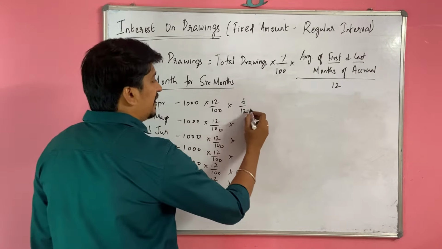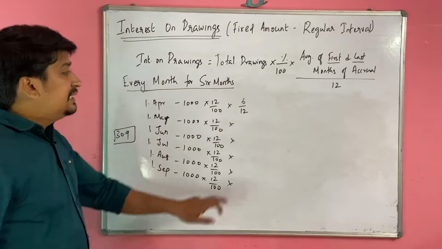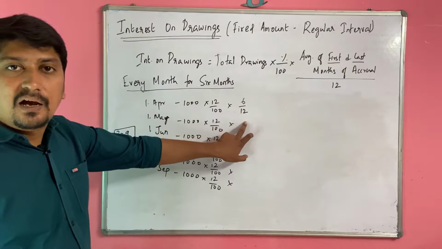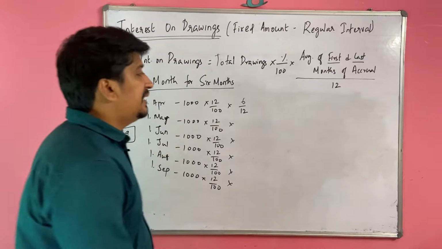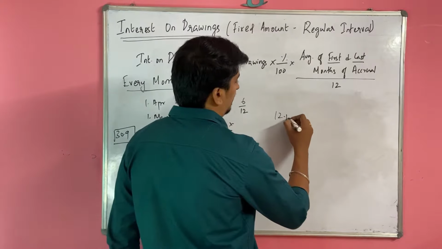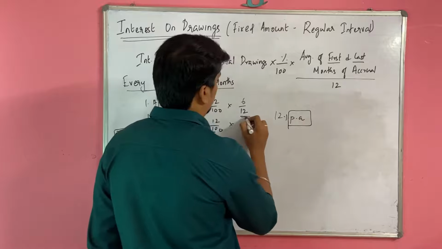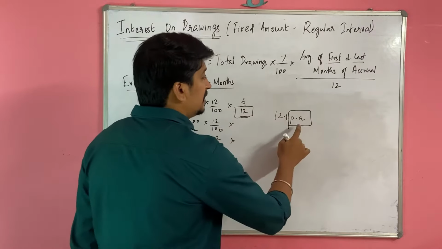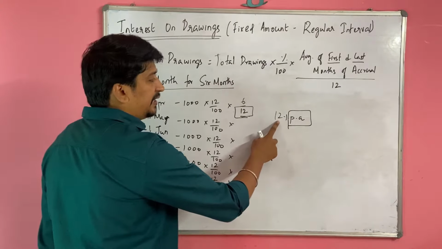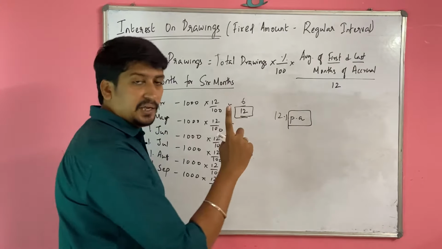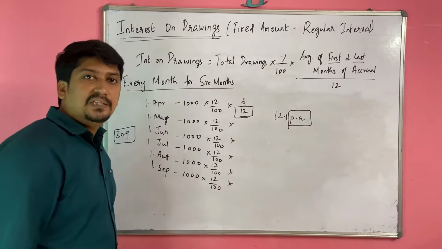See, here we are dividing it by 12, though the accounting period is only 6 months. This 12 does not represent the accounting period. This 12 represents the percentage. The percentage mentioned in the problem is 12% per annum. So this 12 says that the partner has to pay 12% interest for the amount drawn for 1 year. If the amount has been used for 1 year, then 12 months' interest he has to pay.